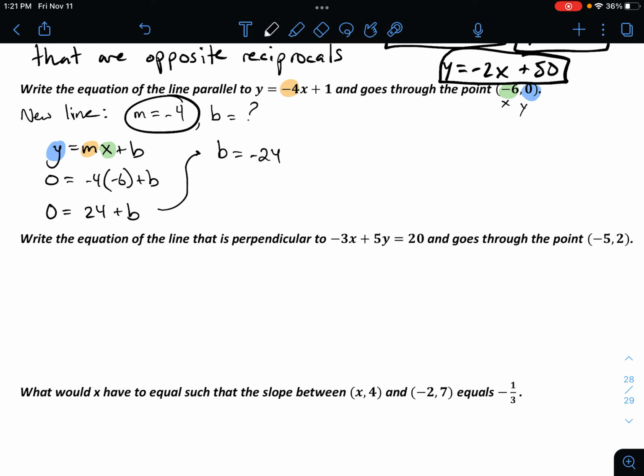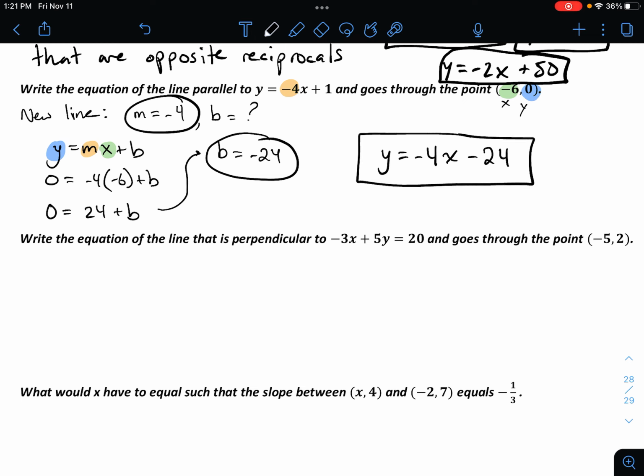All right, so if we look at the information we need, we found the slope and we found the y-intercept. So the equation is going to be y equals -4x minus 24. All right, and that's going to be the equation of the line that is parallel to this line right here, and it also goes through that given point. Again, if you kind of want a visual to go along with this, you can go ahead and go to Desmos.